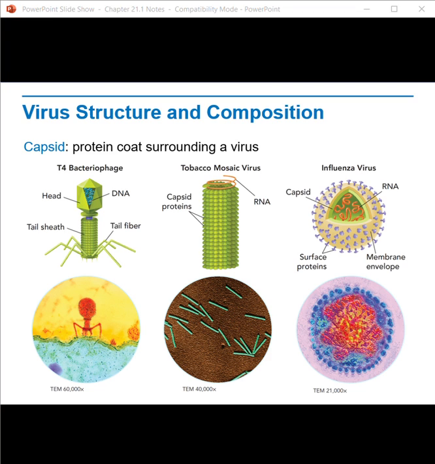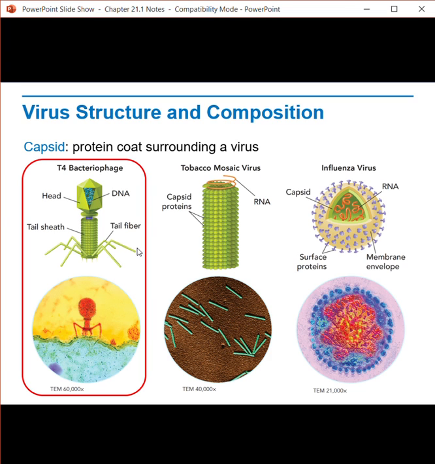All right, here we have virus structure and composition. That means what kind of shape does it have? What is it made of? That's what this means. So again, capsid is going to be a protein coat surrounding a virus. Here in the T4 bacteriophage, you have a head, which houses the DNA on the inside. You have the tail sheath, and then you have the tail fibers.